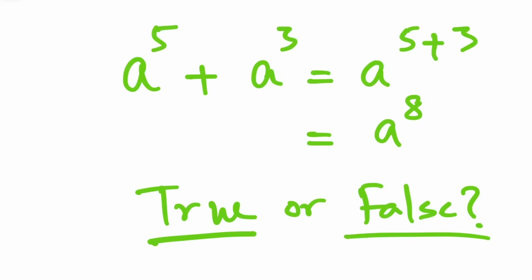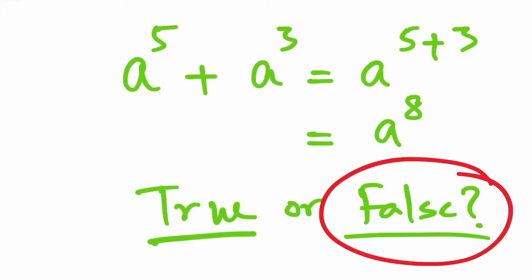a raised to the power 5 plus a raised to the power 3 equal to a raised to the power 5 plus 3 equal to a raised to the power 8. Is it true or false? I will give you 10 seconds to think about this problem. Yes, the answer is false, okay? a raised to the power 5 plus a raised to the power 3 is not equal to a raised to the power 8. They are not like terms. You can't add or subtract them.